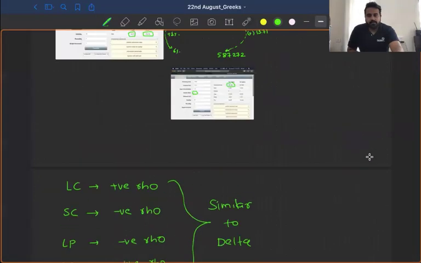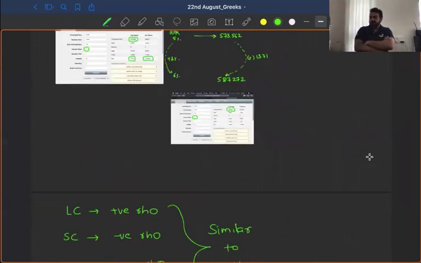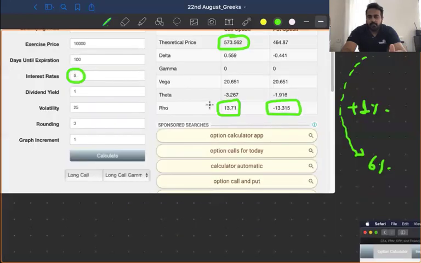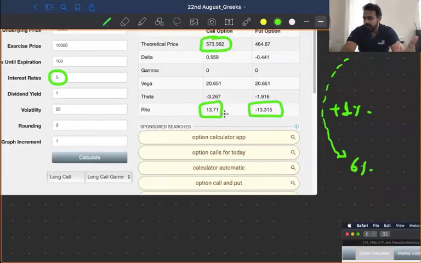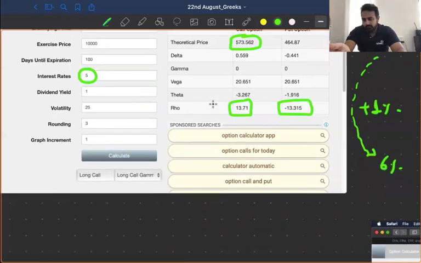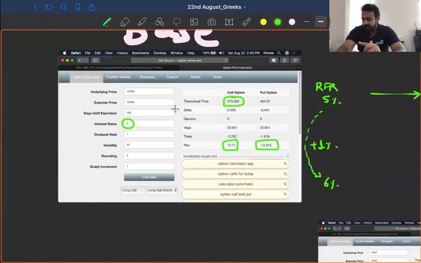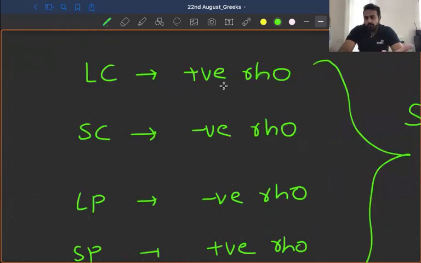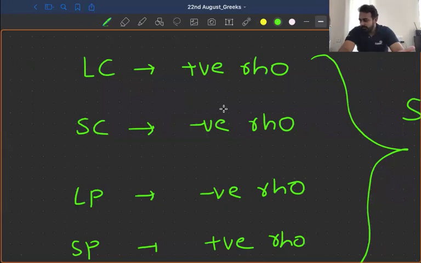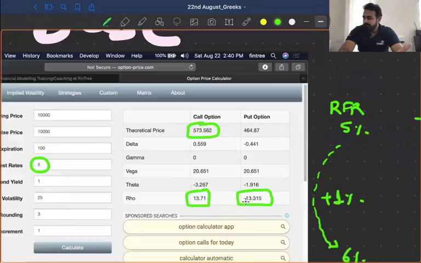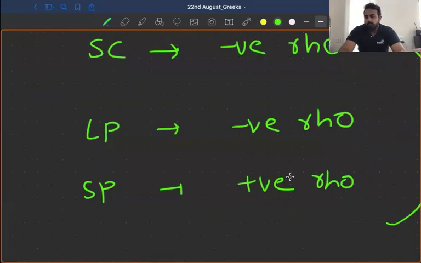Okay, any questions you would like to ask? How is rho sign been derived? We just did an example, right, Mohit, that when RFR went up, the call option value went up. So that's a positive change. That's why a long call has positive rho. So therefore, a long call is positive, which means short call becomes negative. Long put was negative, so that means short put has to be positive.